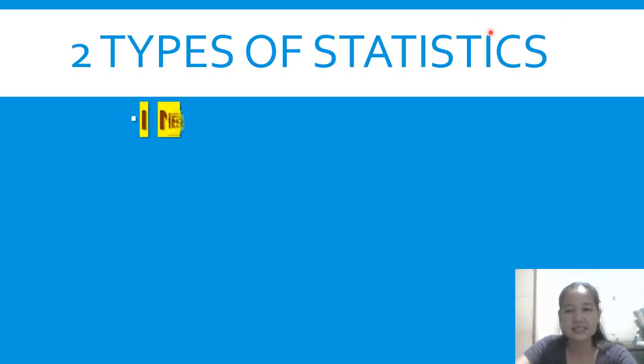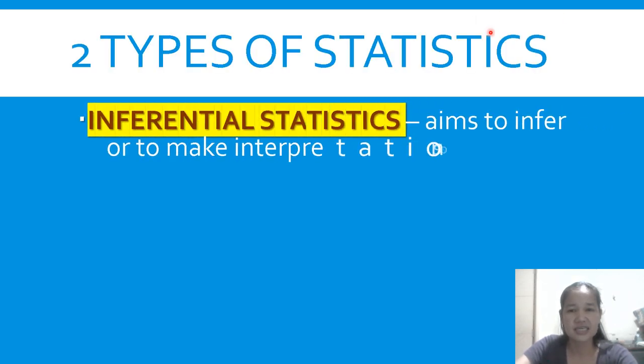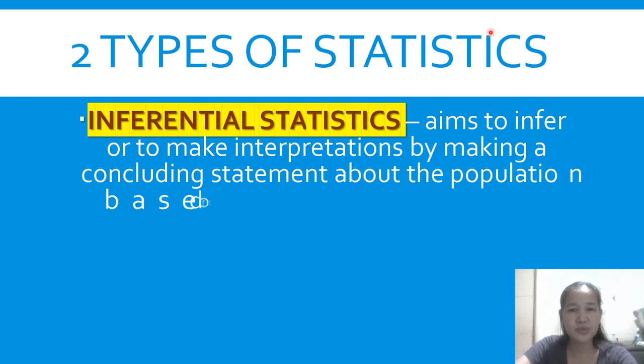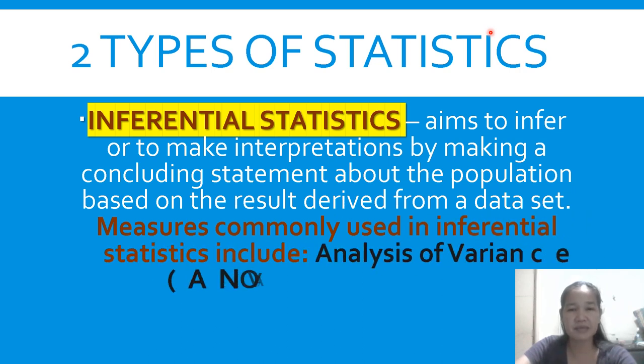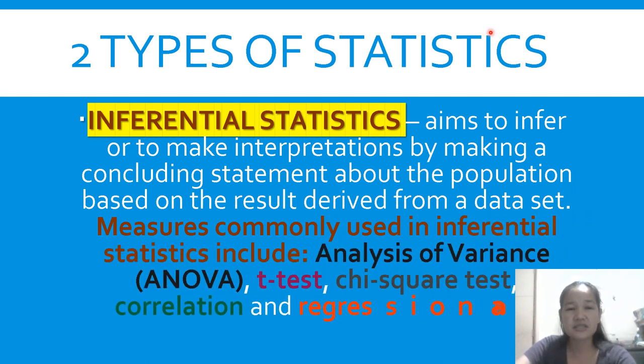Now, the second type of statistics is the inferential statistics. Inferential statistics aims to infer or to make interpretations by making a concluding statement about the population based on the result derived from a data set. The measures commonly used in inferential statistics include analysis of variance or the ANOVA, the t-test, the chi-square, correlation, and the most familiar is the regression analysis.